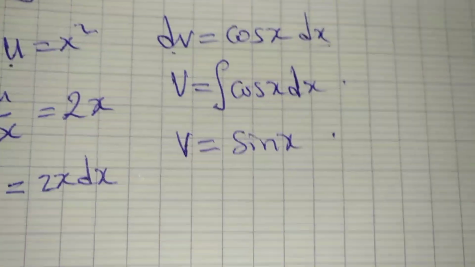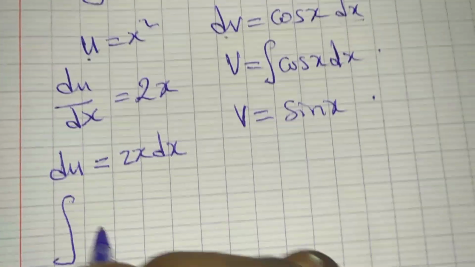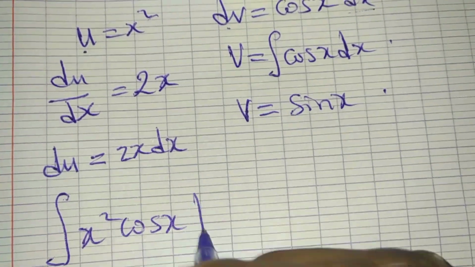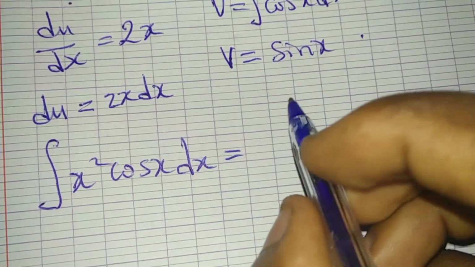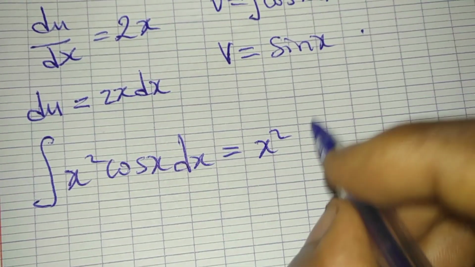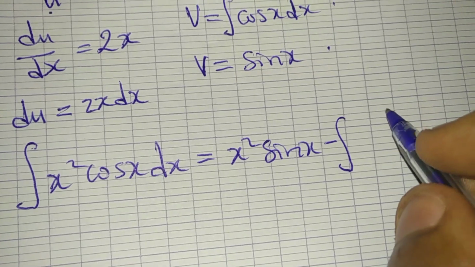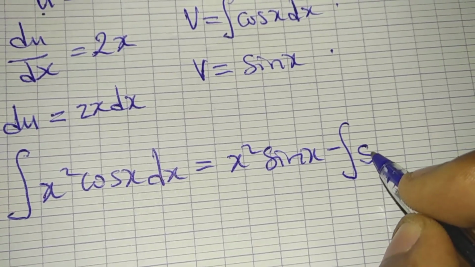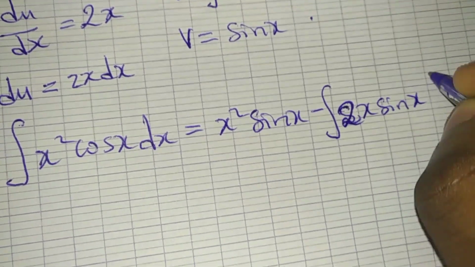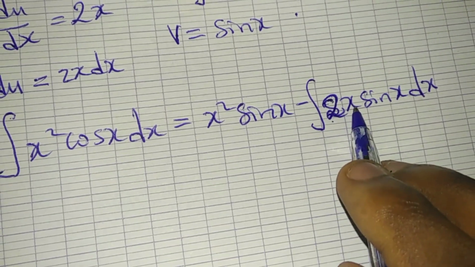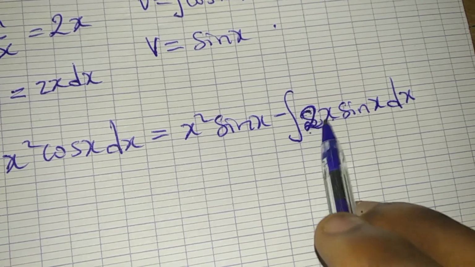So now we can fit it in the formula as we have been doing. We have that the integral of x squared cos x dx will be equal to uv. Our u here is x squared and our v is sine x minus the integral of v du, sine x times 2x dx. Where am I taking 2x from? We have integral of v du. This is our v, sine x, this is our du, 2x dx.